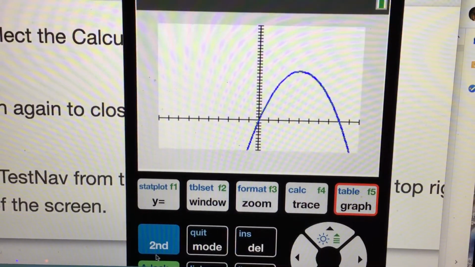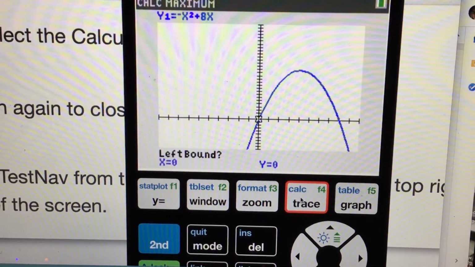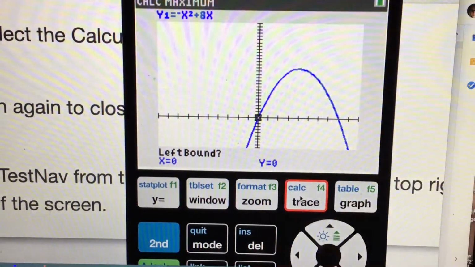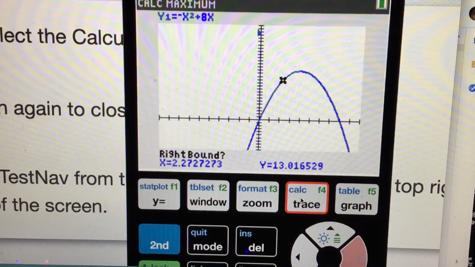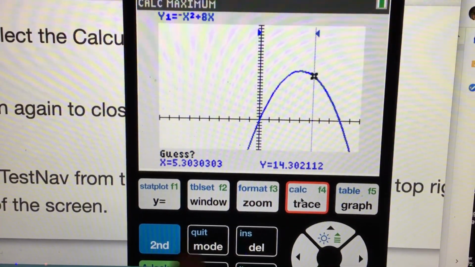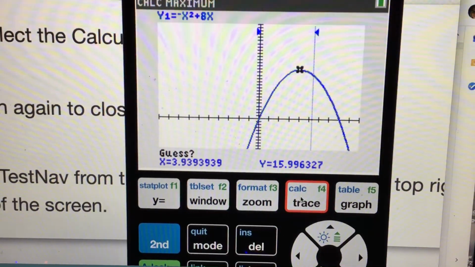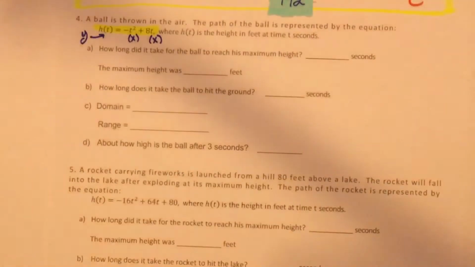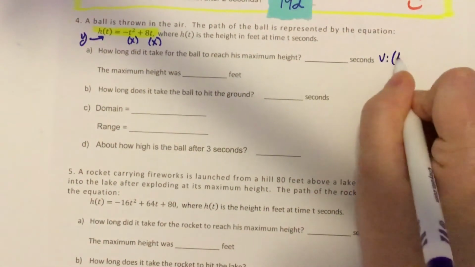All right, so I want to find that maximum height. So I'm going to go second calc, and I'm going to go to number 4 maximum. Hit enter. Left bound. Is my blinky cursor to the left of the vertex right now? It is. I'm just going to hit enter right here. Okay, now I'm going to right arrow, and I'm going to move Mr. Blinky cursor to the right of my vertex. That's to the right, so I'm going to hit enter. And I want to get Mr. Blinky cursor right where it looks like the vertex is. So enter. This looks like a 4, and this looks like a 16. So 4, 16. That's my vertex anyway.